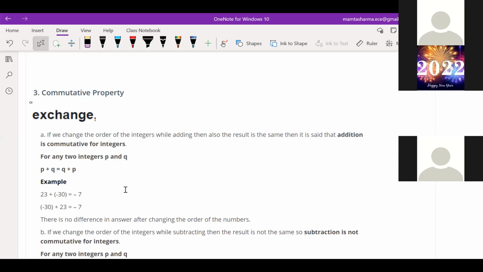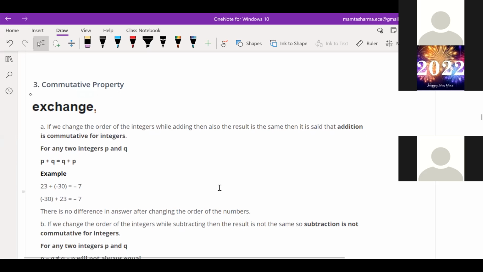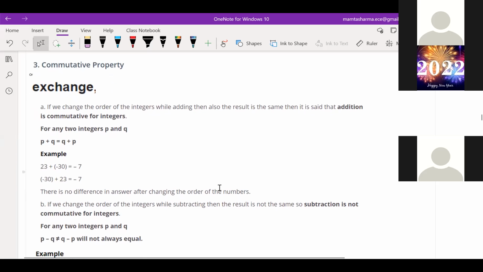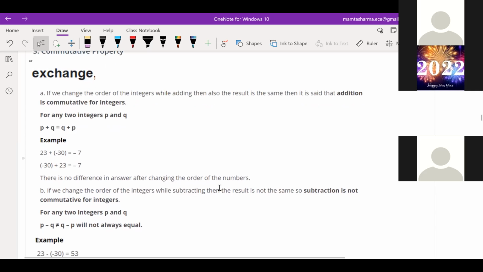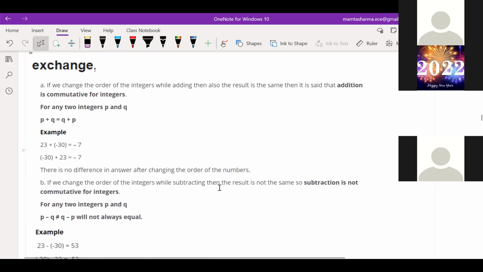What is the meaning of commutative? Commutative means A plus B is equal to B plus A. No, what is the meaning of commutative? Ma'am, reverse. Okay, please be on mute and raise your hand, those who want to tell. Commutative means exchange. If we exchange two integers, the result would be the same. This is the commutative property.